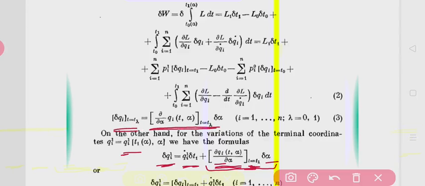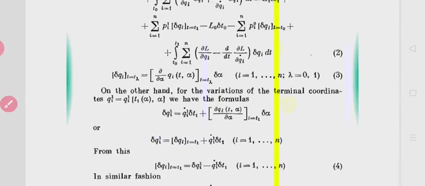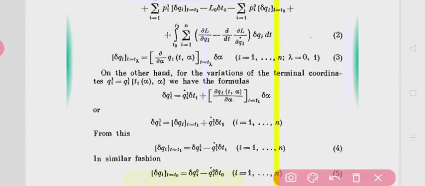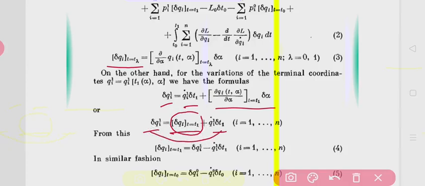So over here we are placing this value, this as it is and this term as it is. Over here this value is delta q_i at t equal to t1, but here I want this value, so I take this minus this: delta q_i1 minus q_i1 dot into delta t1. In a similar way we will find the value of delta q_i at t equal to t naught. It will be given by delta q_i naught minus q_i naught dot delta t naught. So both the values we got.